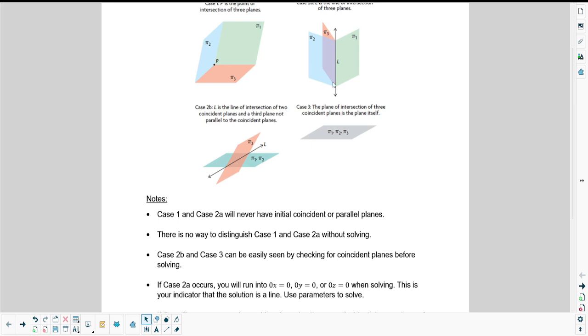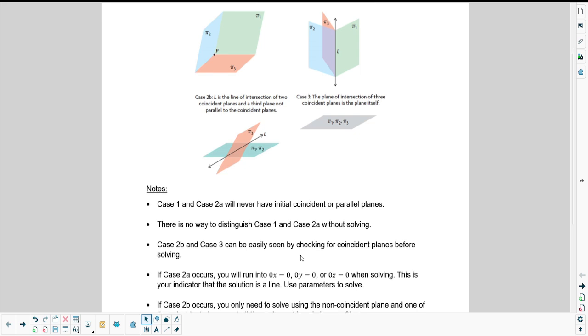However, just to go back to 2a, if you are solving 2a because you don't know what the answer is going to look like, because there are infinite solutions along a line, what's going to happen is you're going to run into 0x equals 0, or any of the other letters, 0 equals 0. That is your indicator that it's a straight line, because this is the indicator of infinite solutions. Once you reach this point, if you get 0 equals 0, you just use your parameters to solve. You let your z equal t, solve for y, solve for x, and then you can go from there.